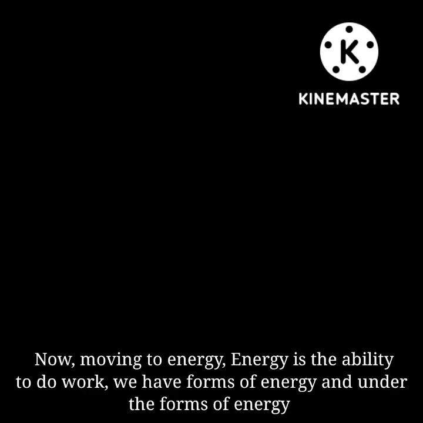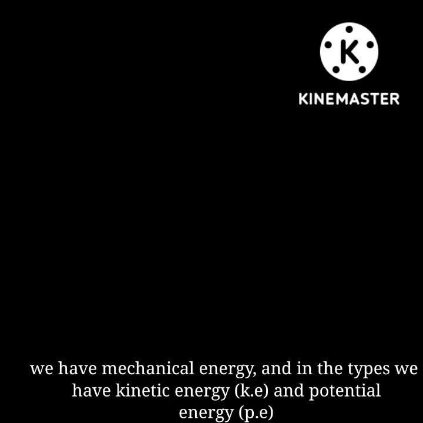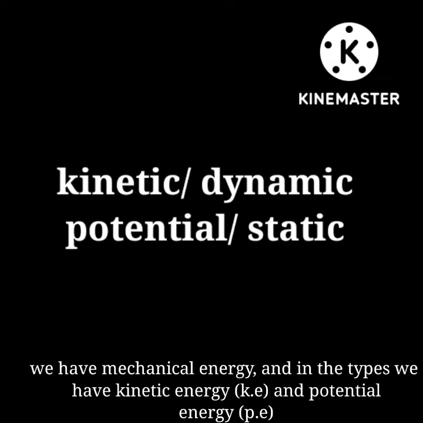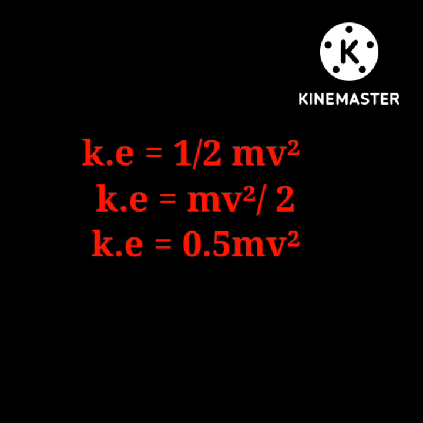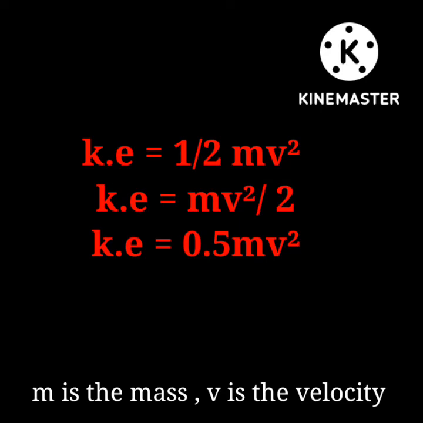Now moving to energy. Energy is the ability to do work. We have forms of energy, and under the forms of energy we have mechanical energy, and in the type we have the kinetic energy, the KE, and the potential energy, the PE. You can call the kinetic energy the dynamic energy that is dealing with movement, and you can also call the potential energy the static energy. Kinetic energy has a formula which is KE equals 1 over 2 mv square, or mv square over 2, or 0.5 mv square. M is the mass in kilogram and v is the velocity in meter per second.